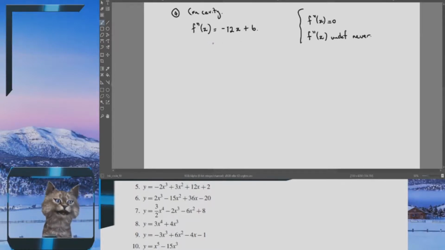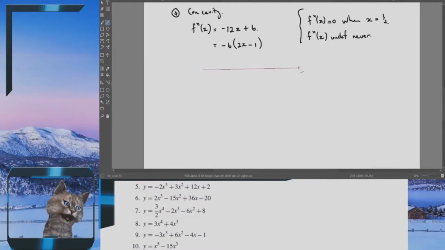But it is going to be equal to 0 if I factor this out a little bit. Maybe I want to take out a negative 6, let's say. And then I'll have 2x minus 1. So when I multiply it in, I get the original back. So I see then that the second derivative is going to be 0 when x equals 1/2. So that is my potential inflection point.